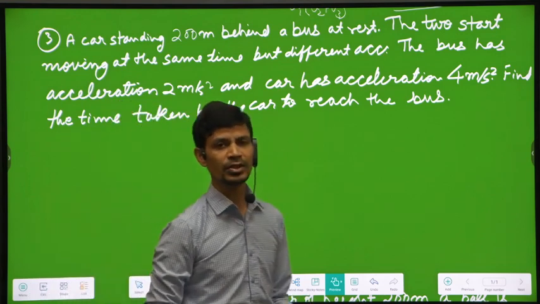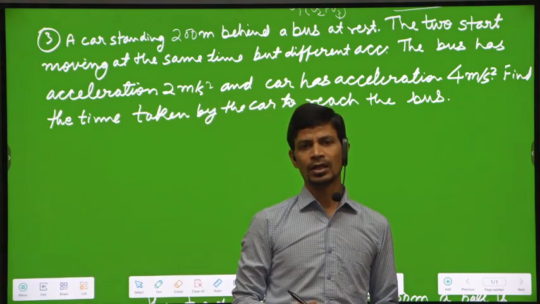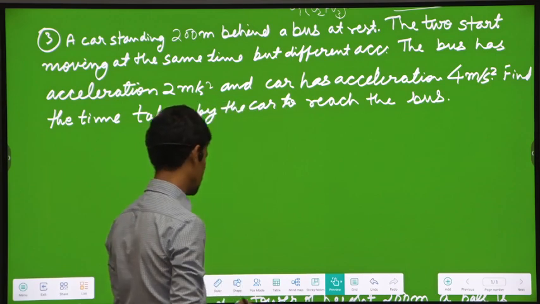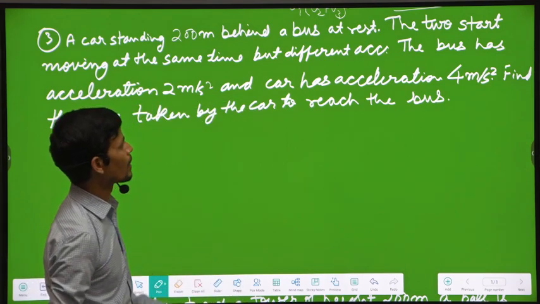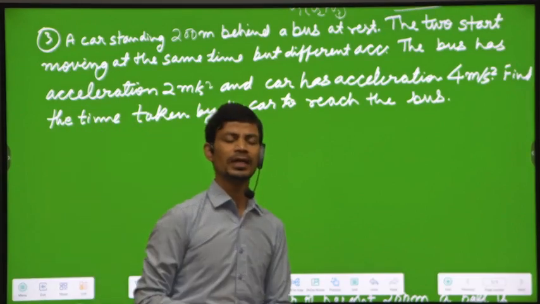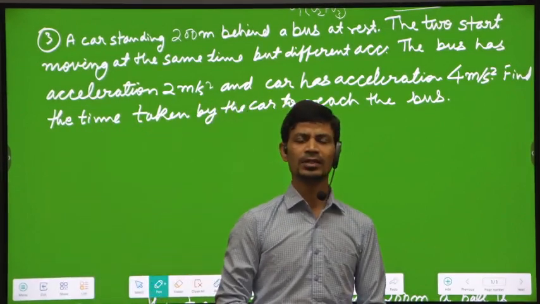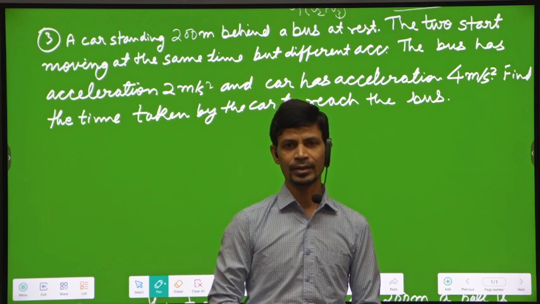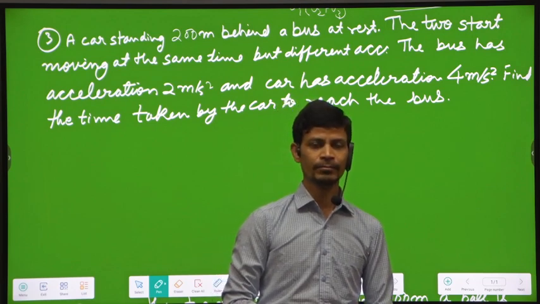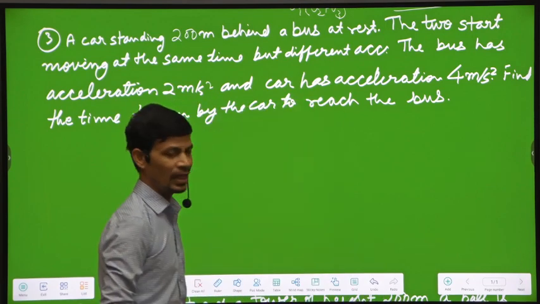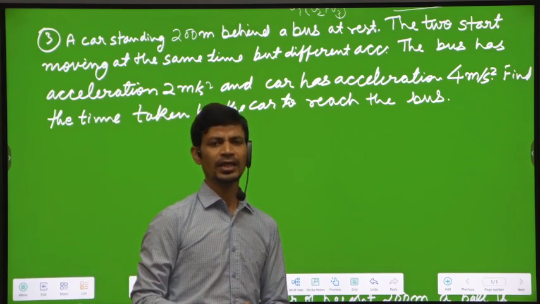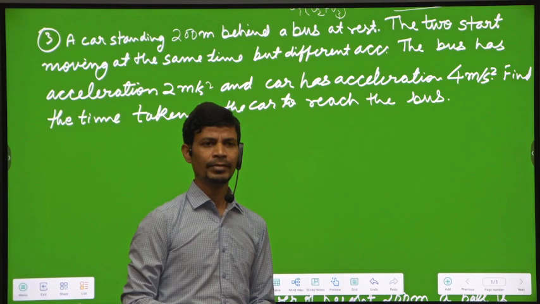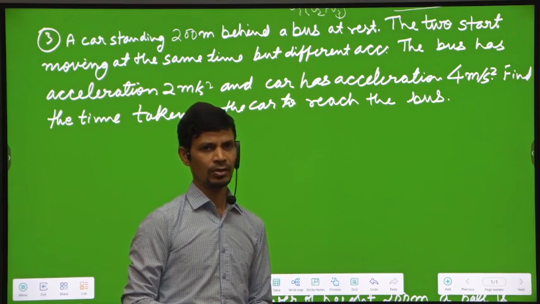There are two approaches we can use. We can apply the second equation of motion and just equate both of them. We can easily find it. So that can be an approach, but there is a shortcut also.